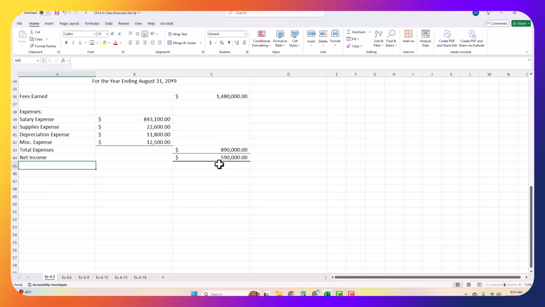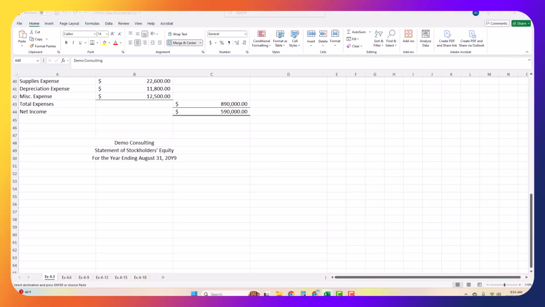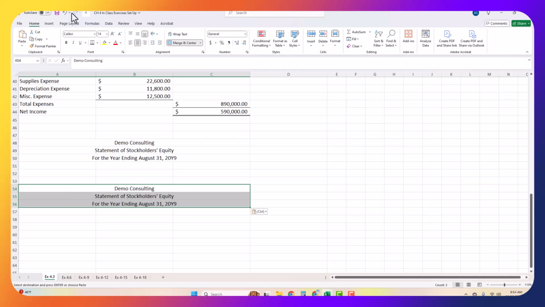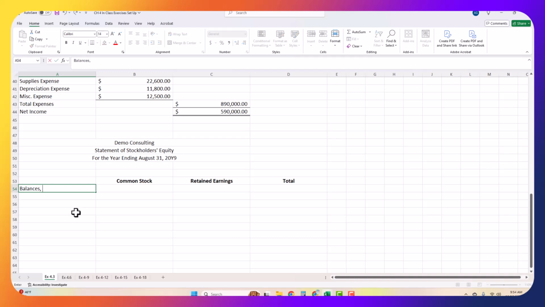After we do the income statement, which we would need to prepare first, we would move on to the statement of stockholders' equity. So on the statement of stockholders' equity, we're going to put the name Demo Consulting, statement of stockholders' equity, and for the year ending. We would put the titles here, right? So we have common stock, we have retained earnings, and we have total. These are the columns. We're going to start with the balances, and it's September 1, 20Y8, which would be the beginning of this fiscal year. It goes all the way to August 31st, 20Y9.